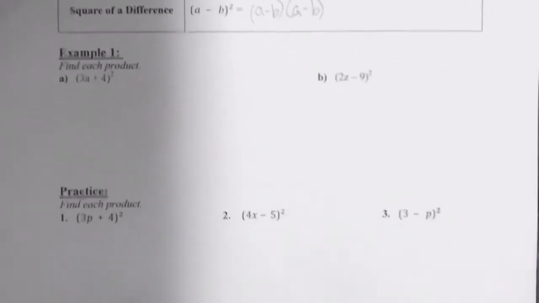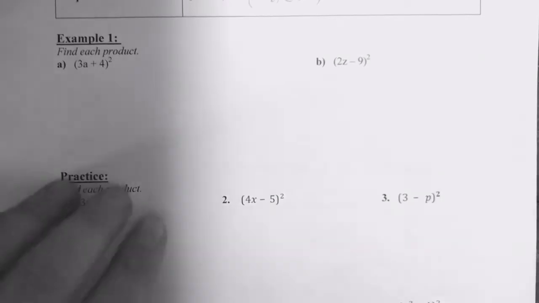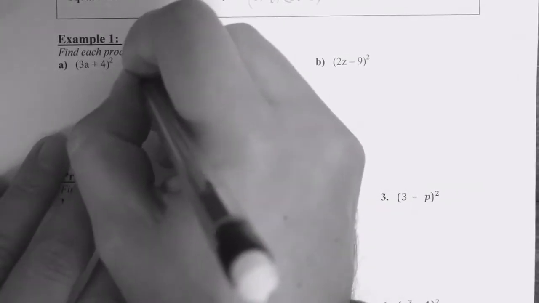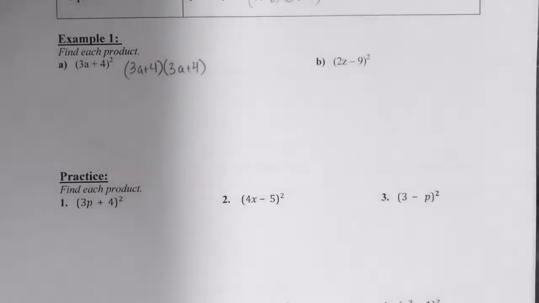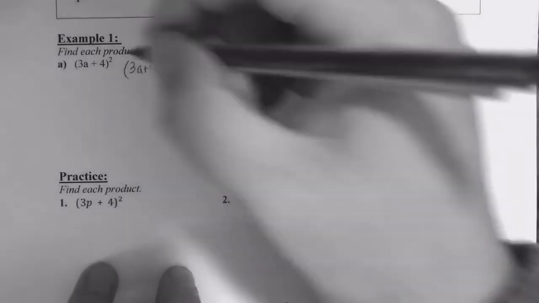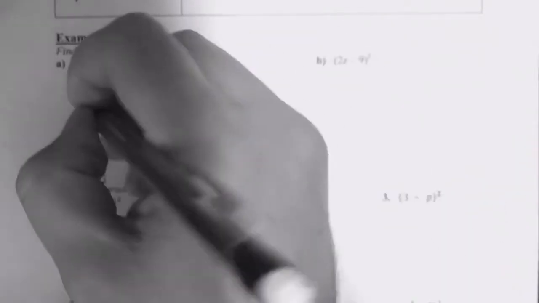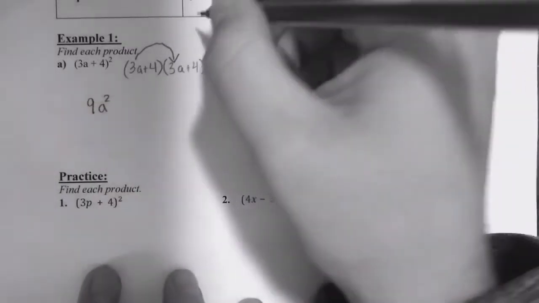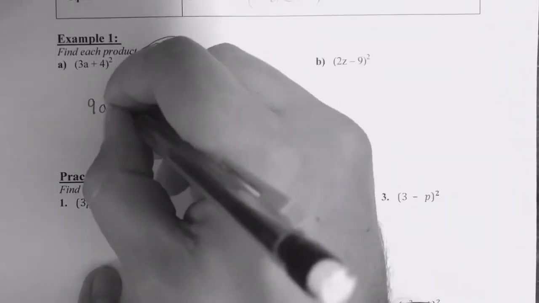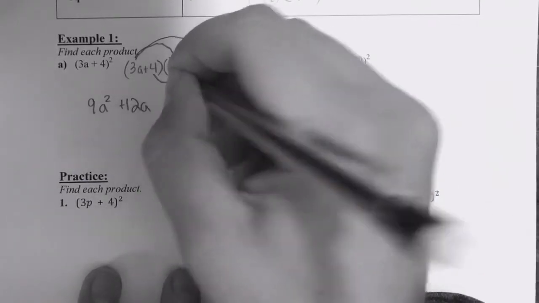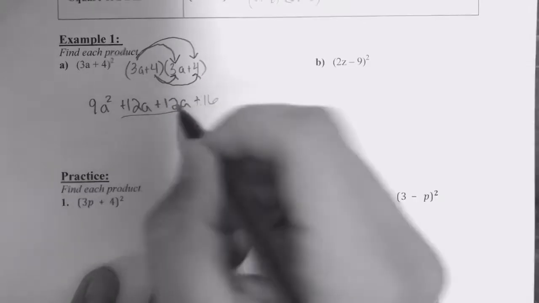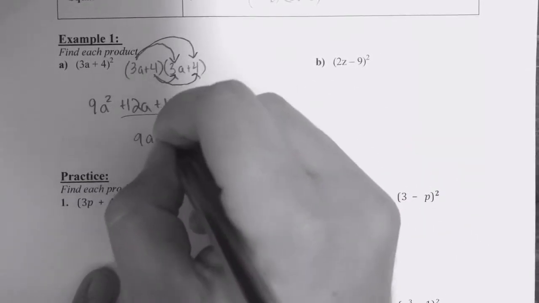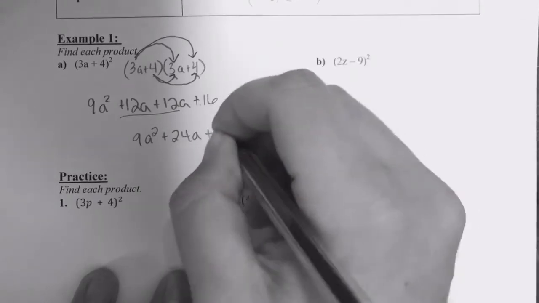All right, so example 1 here says 3a plus 4 squared. So we're going to write it twice: 3a plus 4 times 3a plus 4. And then we're going to FOIL. Remember, FOIL is first, outer, inner, last. So a times 3a is 9a squared. 3a times 4 is 12a. 4 times 3a is 12a. 4 times 4 is 16. Okay, so we can still combine these middle ones. So we're going to have 9a squared plus 24a plus 16.